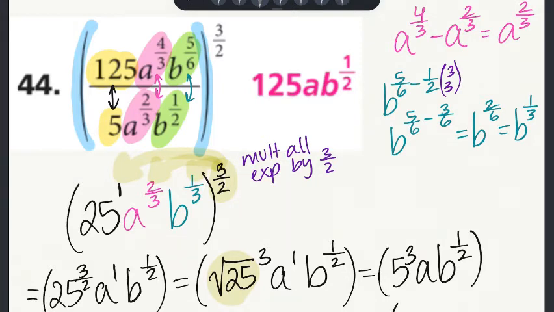They said to keep it in rational exponents. Finally, your answer is 125 ab to the 1/2 power.